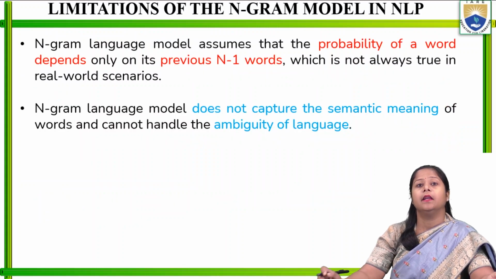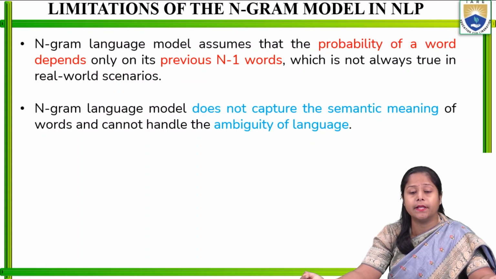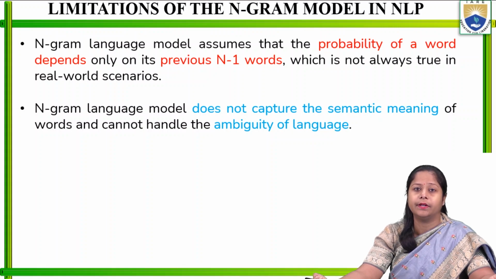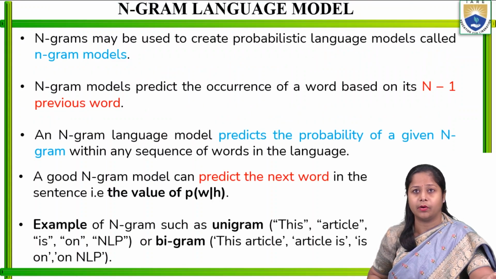The n-gram language model assumes that the probability of a word depends on its previous n-1 words, which is not always true in real-world scenarios. It is not possible when applying this model to real-time applications. Also, the n-gram language model does not capture the semantic meaning of words, and sometimes it cannot handle ambiguity. So these are a few limitations, and we can also solve them by applying different techniques. These are the different limitations of the n-gram language model.